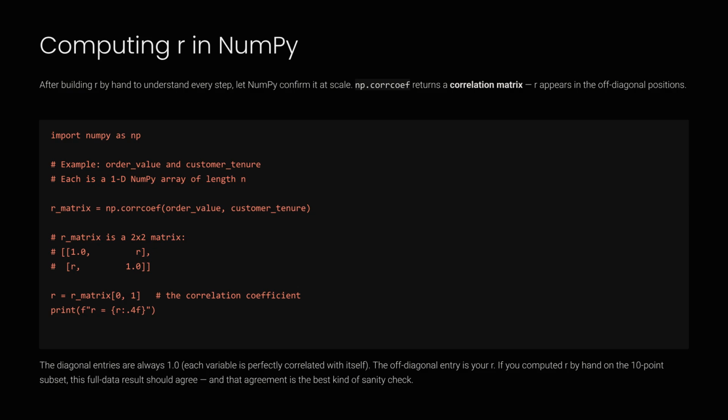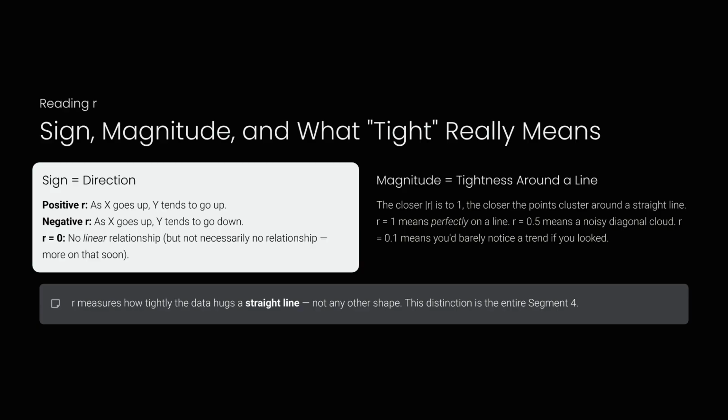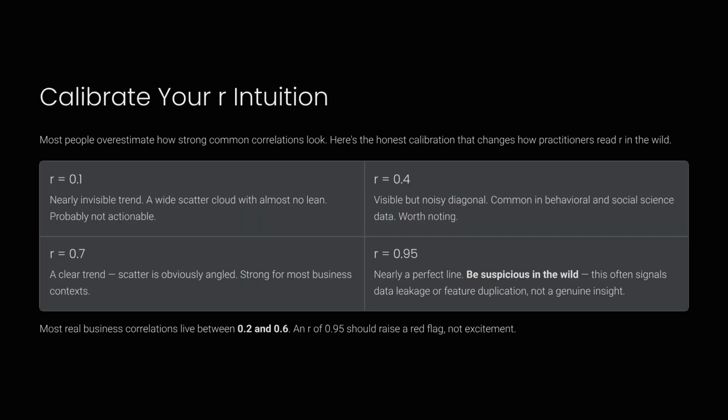After building it by hand, we can use NumPy's correlation coefficient function to confirm our results at scale. It returns a correlation matrix. The sign tells you the direction of the relationship, while the magnitude indicates how tightly the data points cluster around a straight line. It is important to calibrate your intuition. Many people overestimate what a high correlation looks like. Most real-world business data falls between 0.2 and 0.6.